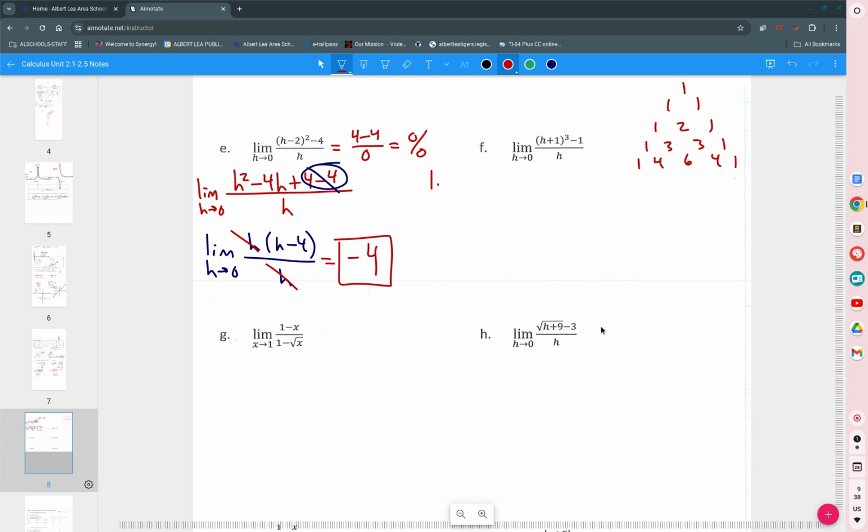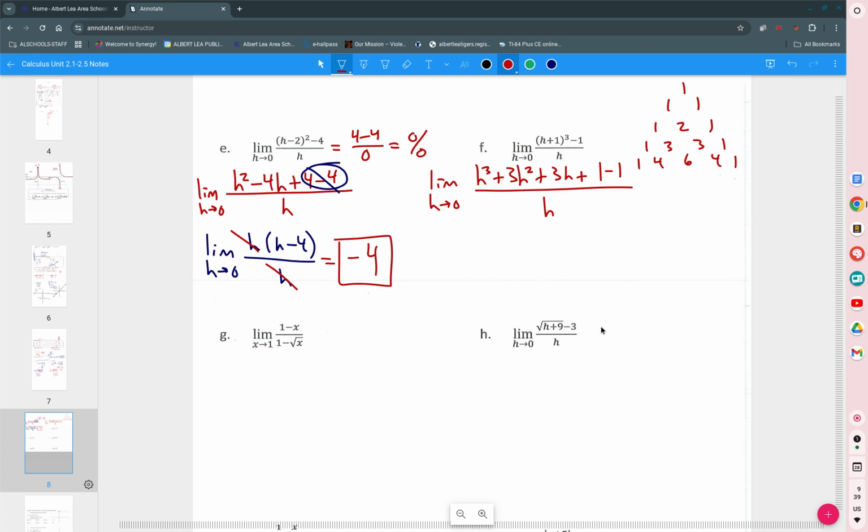We know it's going to be h cubed plus, anybody know what comes next? 3h squared plus 3h plus 1. If you cube h plus 1, that's what you get. Okay, that's what you get. We have a minus 1 all over h.